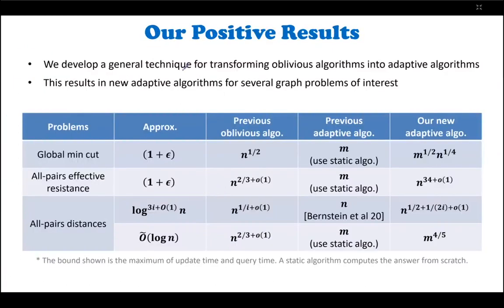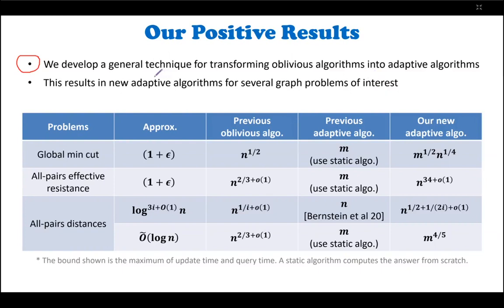Okay, so I'll first present a statement of our positive results, then present a statement of the negative results, and then I'll tell you just a little bit about our techniques for some of our results. So our main result is we develop a generic transformation from an algorithm that works in the oblivious setting to an algorithm that works in the adaptive or adversarial setting.